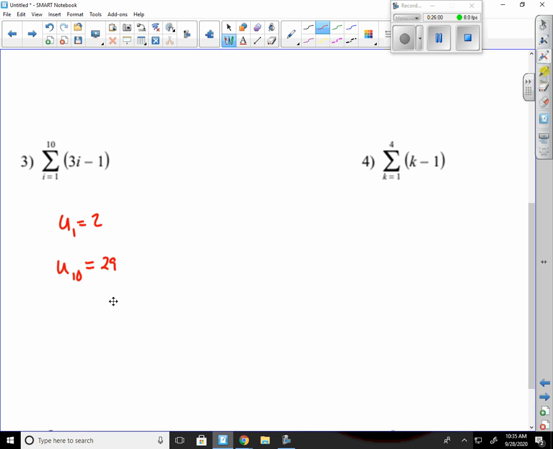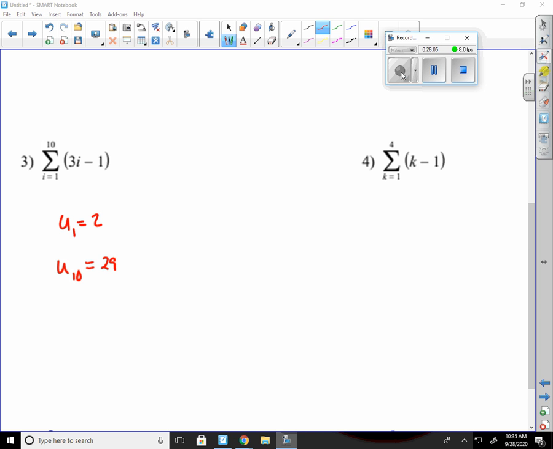And then that's over the number of terms. Sorry, not the number of terms. We are doing this number up top. So that would be 10 over 2 times u sub 1 plus u sub 10. That's 31 times 5, which is 155.